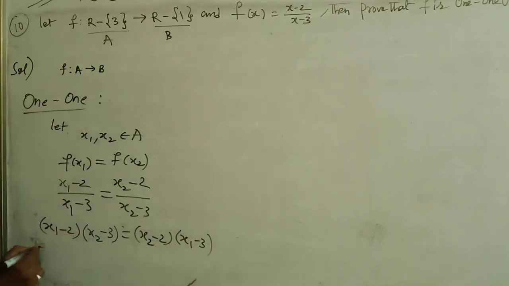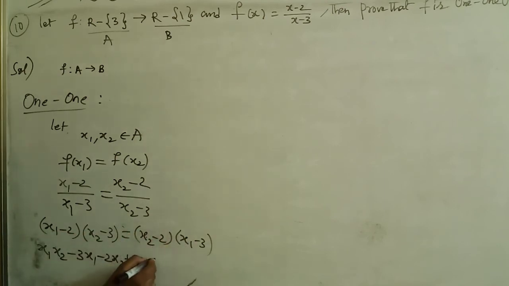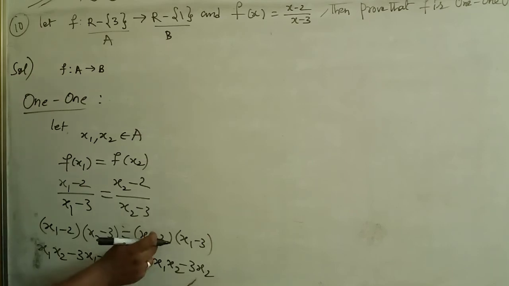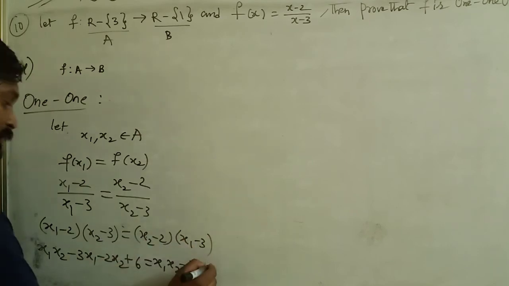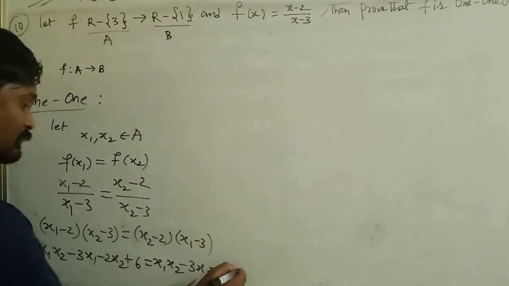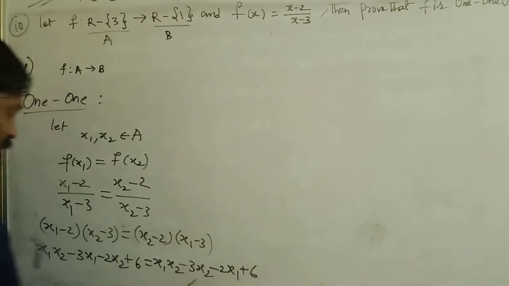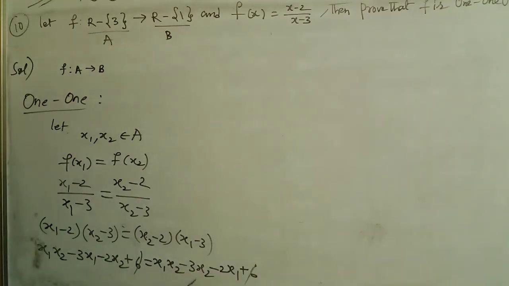Now multiply: x1 into x2 is x1x2, x1 into minus 3 is minus 3x1, minus 2 into x2 is minus 2x2, minus into minus plus, 2 threes are 6. Same method here: x2 into x1 is x1x2, minus 3 into x2 is minus 3x2, minus 2 into x1 is minus 2x1, minus into minus plus, 2 threes are 6. So plus 6 gets cancelled, x1x2 and x1x2 cancel, and what is left now?